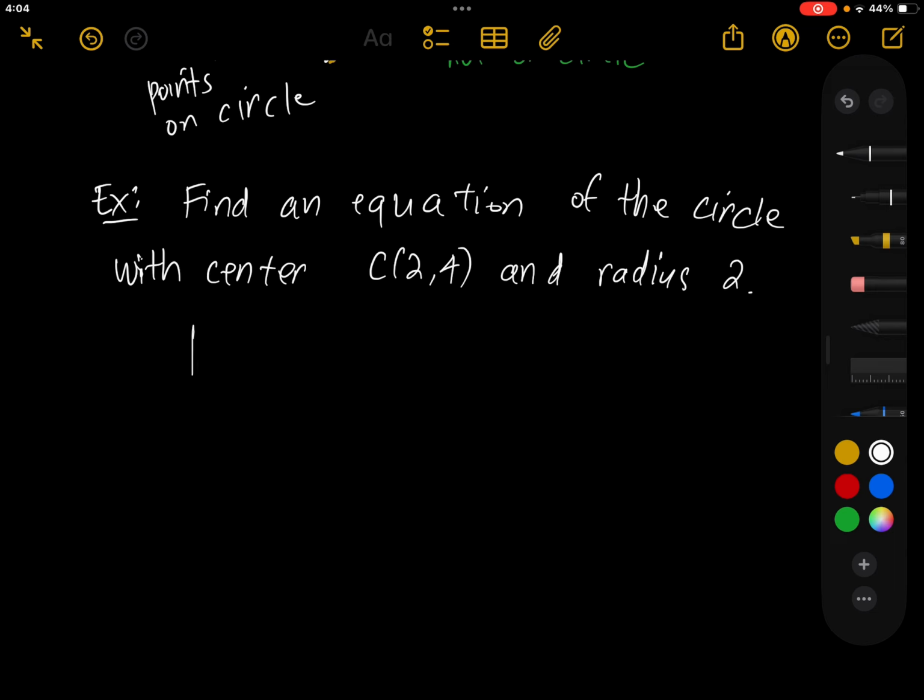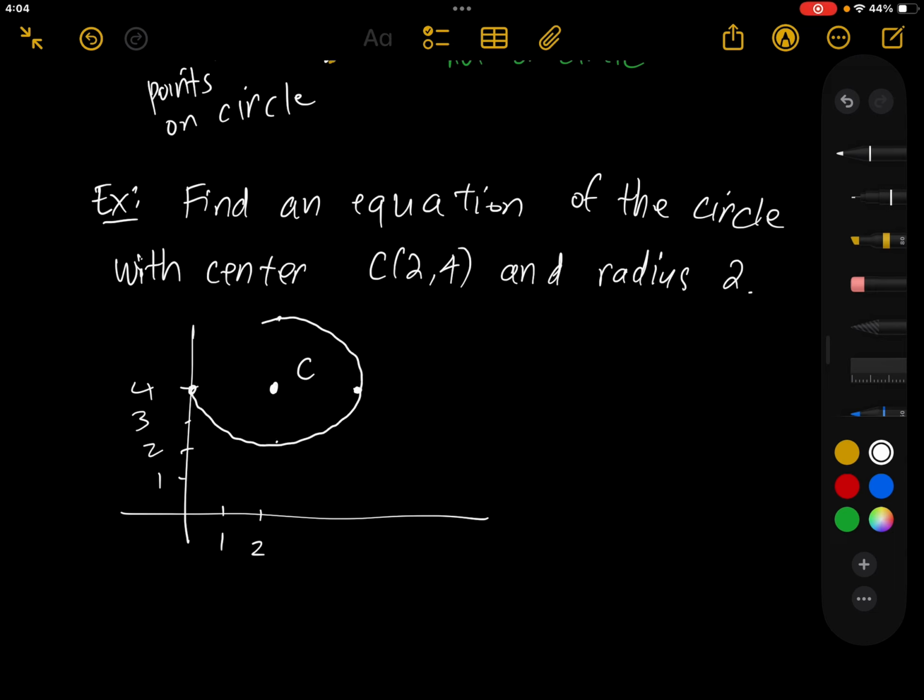Let's draw a picture of what that circle looks like. So the center is (2, 4). That's the center, and then the radius is 2. So let's go out 2 units to the left and right and up and down, and the picture looks something like this. Okay, that's not a great picture, but it should look more circular than that.